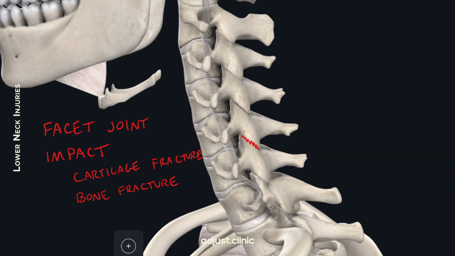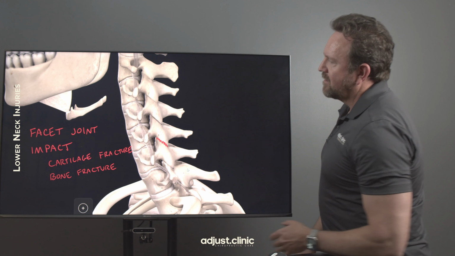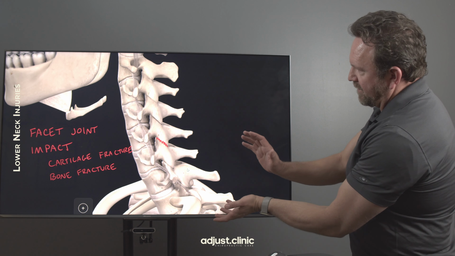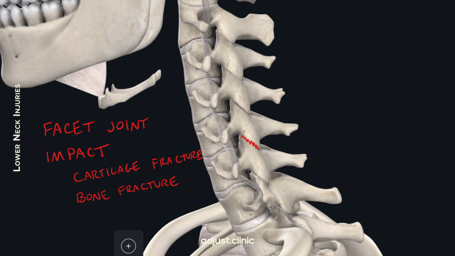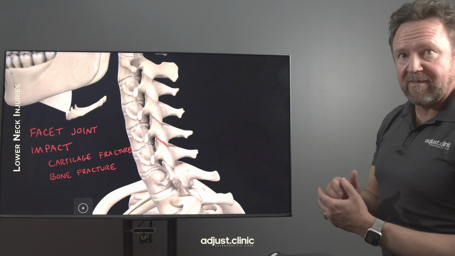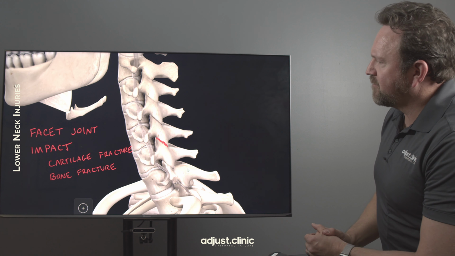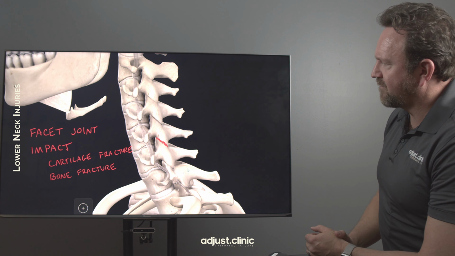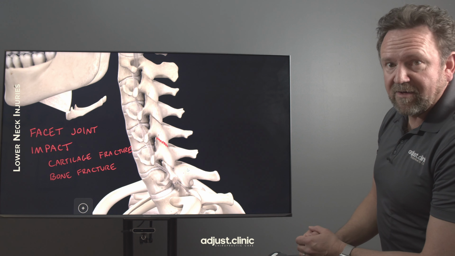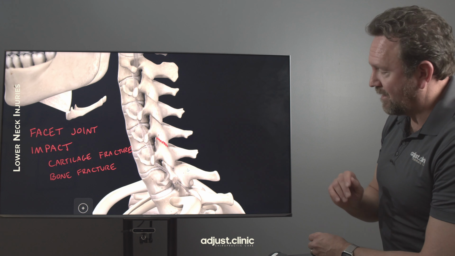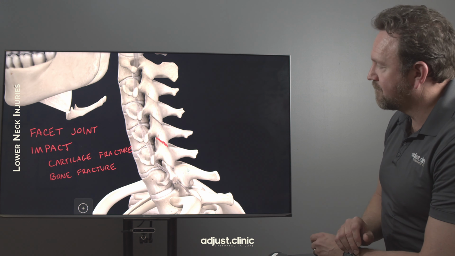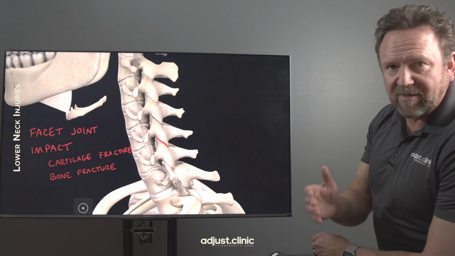Now, because the muscles are so thick in the back of the neck and so thin in the front, you'll have an extension injury that will impact the facet joints. This is going to cause cartilage fracture, or maybe even a bone fracture in the back part of the neck. And even with a cartilage fracture, you can have free-floating fragments that go into the joint space, causing a lot more pain and problems in the future, as well as accelerated degeneration.